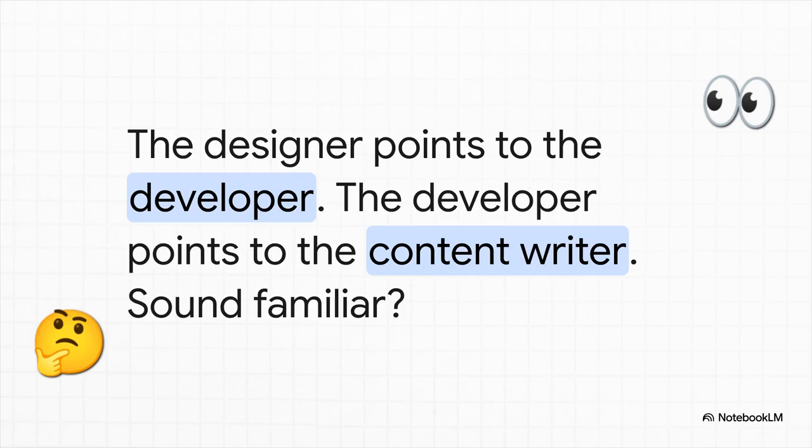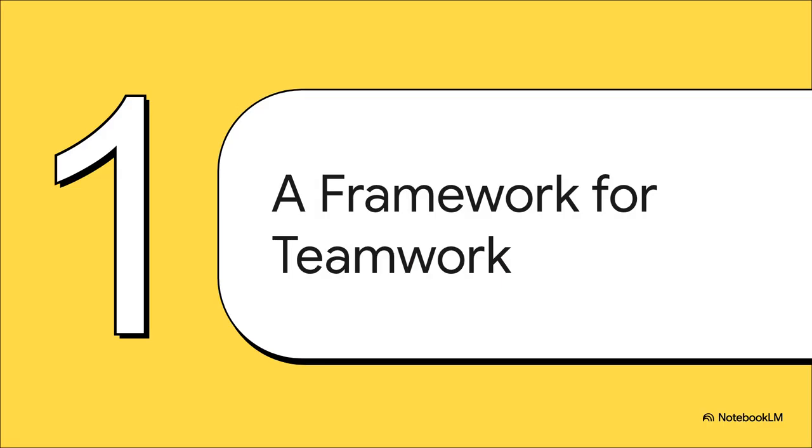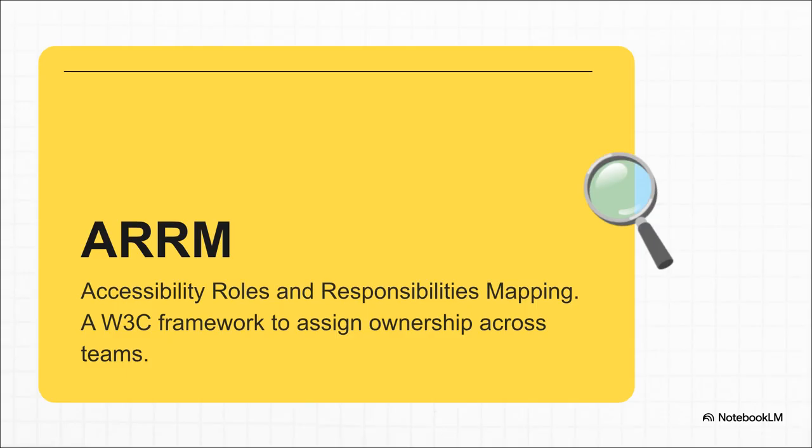And that is exactly the problem we have to solve, not with more finger-pointing, but with a solid plan. And that's exactly where we're going. Instead of just passing the problem around, we're going to start looking at accessibility as a coordinated team effort. And the best part? There's actually a structured, official way to do this. So let's meet ARRM. It stands for Accessibility Roles and Responsibilities Mapping, and it comes straight from the W3C's Web Accessibility Initiative. So this isn't just some good idea someone had. It's a framework built by the experts to bring clarity to the chaos. It's all about assigning clear ownership across every single part of your team.